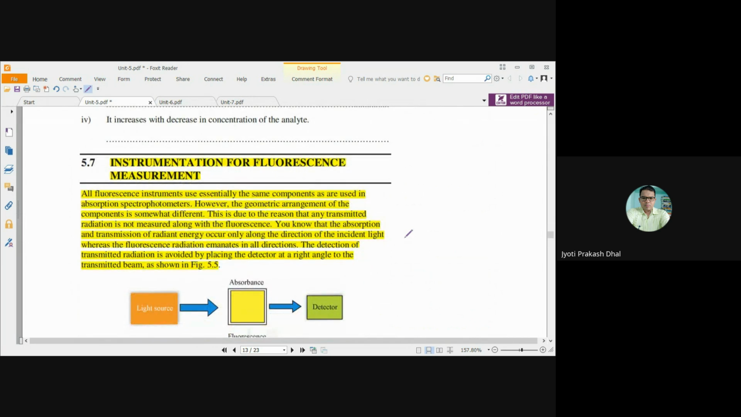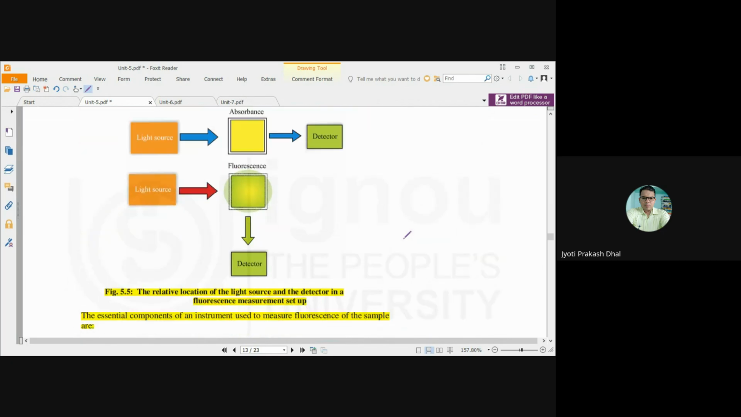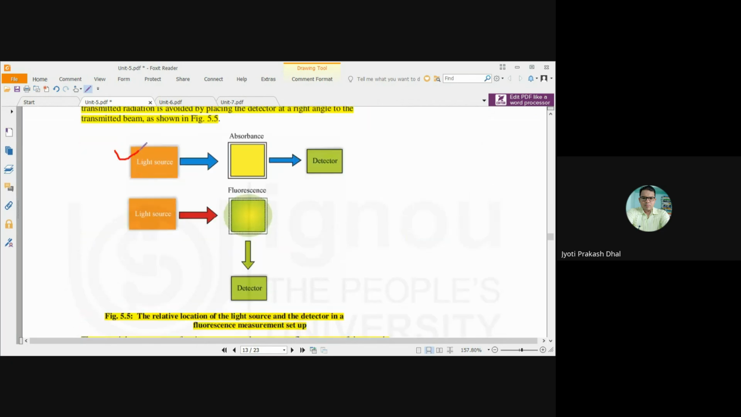Now the instrument for fluorescence measurement. So the first one is the light source.